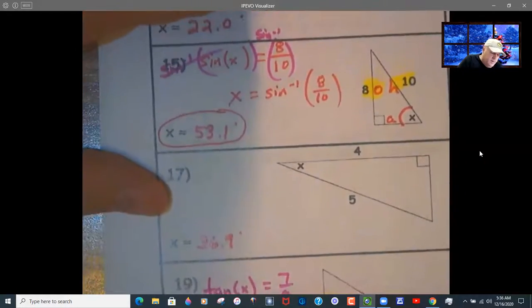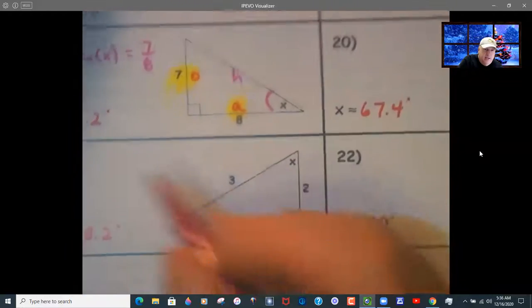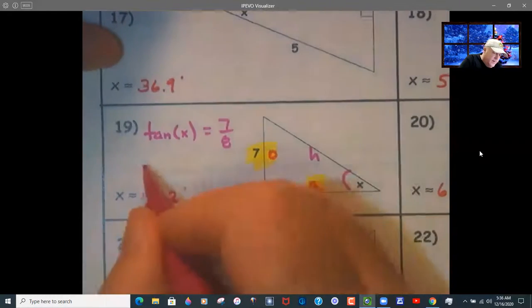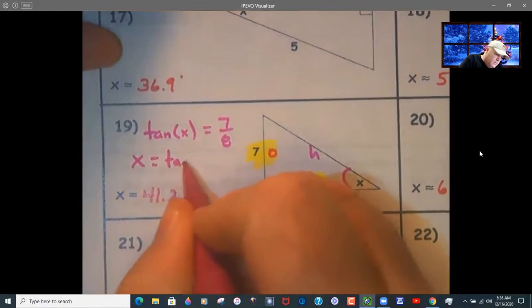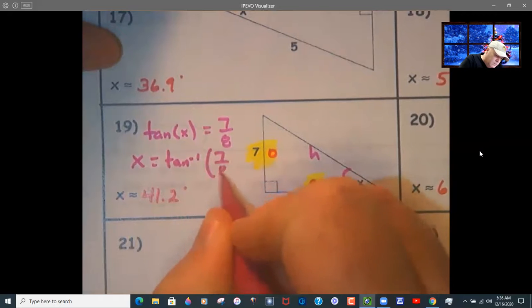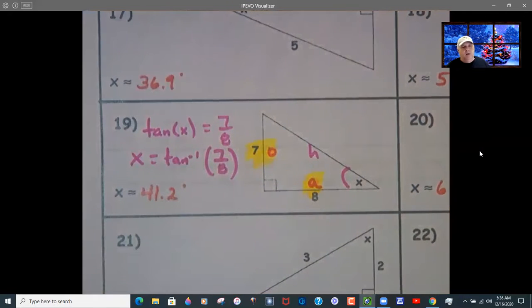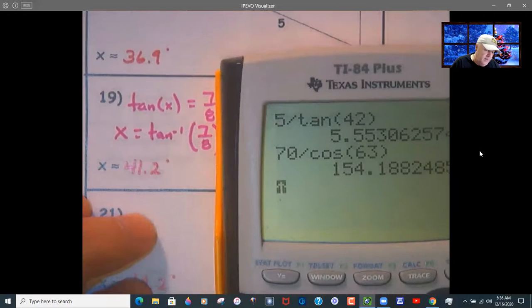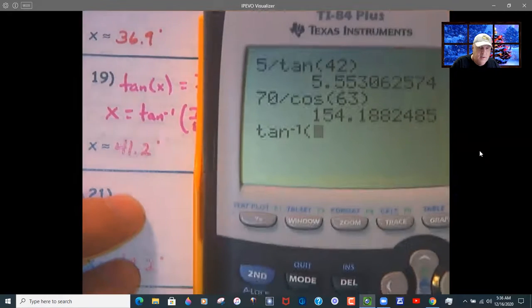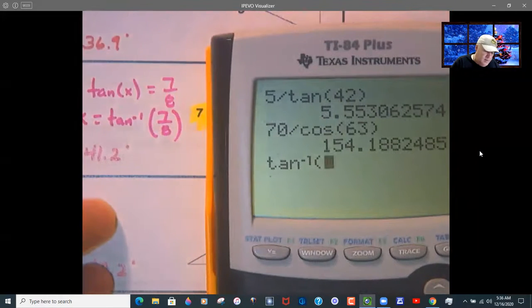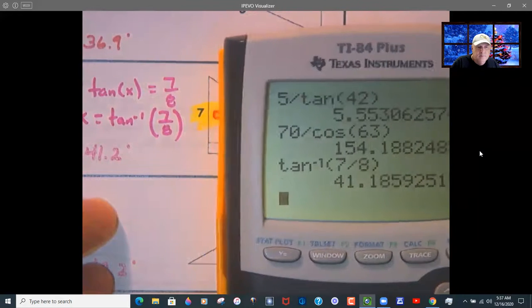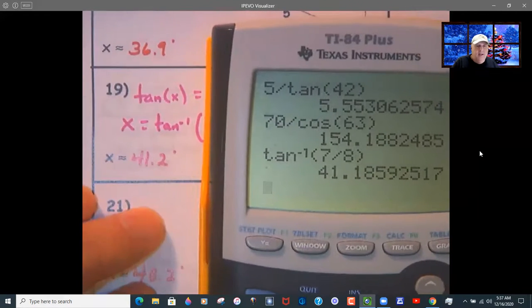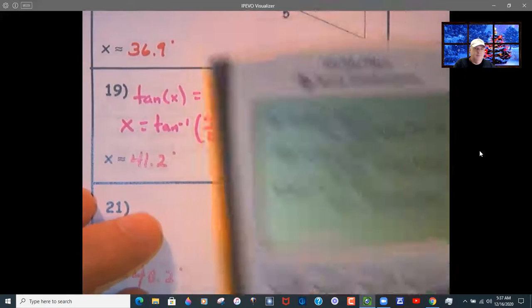Okay, so x, you're going to do tangent inverse on both sides. So x is going to be tangent inverse of 7/8. And when you do that, lo and behold, you'll get, so you have to use your second function key, hit the tangent key. Anytime you do an inverse trig calculation, you're getting an angle, 41.2.